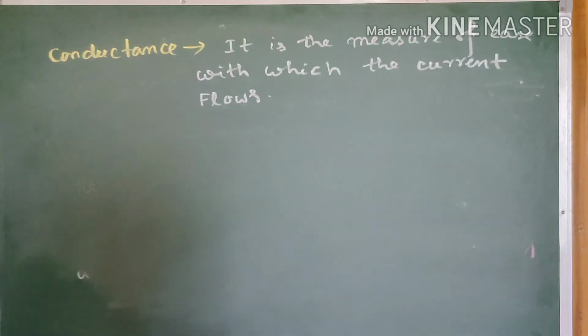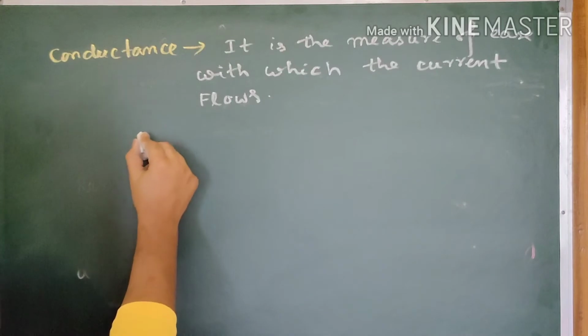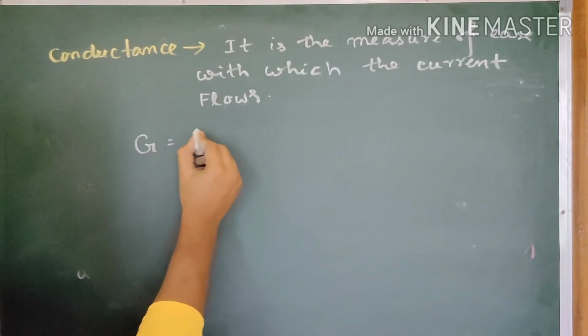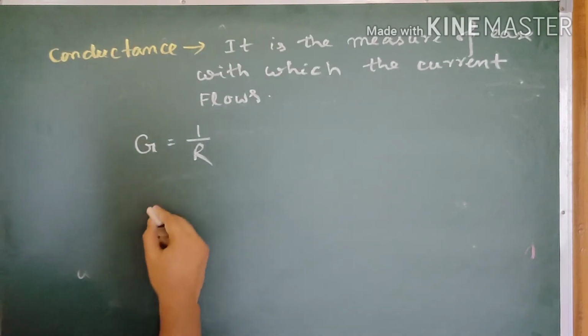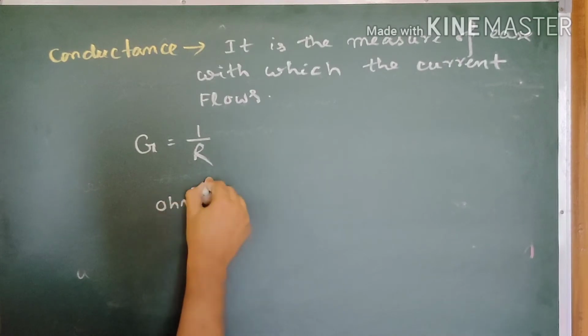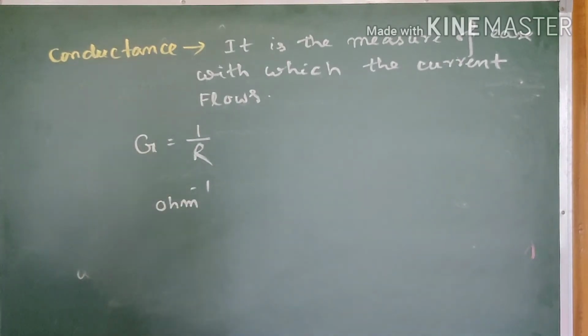Now, it is expressed as G. Remember, G is equal to 1 by R. The R we already know. So the unit of conductance is the reciprocal of ohm. That means the unit should be ohm inverse. Remember, R is the obstruction to the flow of current, and G is the measure of ease with which the current flows. So obviously these are almost just opposite to each other.